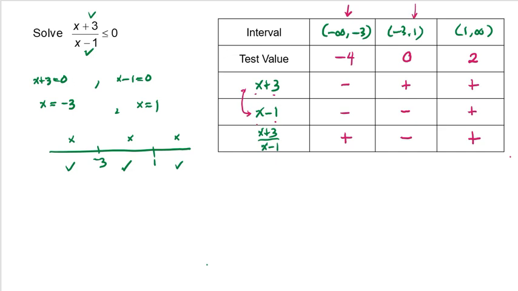Now we are done with the table. We are going to write the answer. We want the inequality to be less than or equal to 0, meaning that it should be negative. So this one is the answer. This is the interval where the expression is negative. Now we are going to write the final answer.